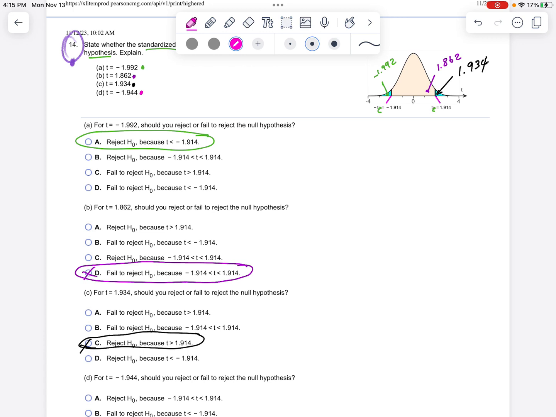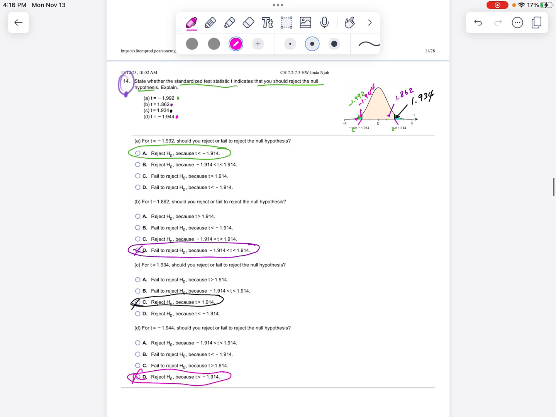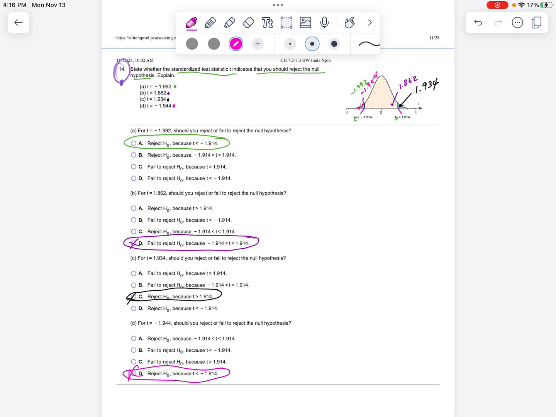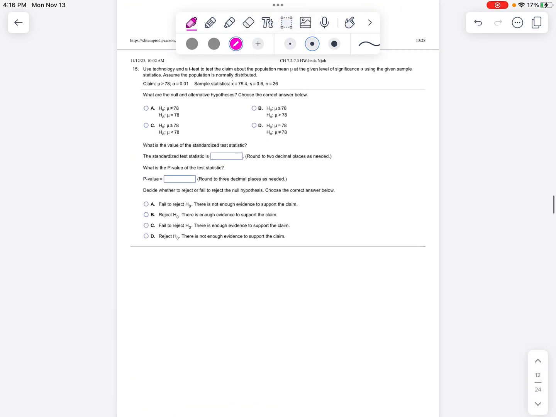Okay. And finally, the hot pink. Let's go look at the hot pink. Negative 1.944 is somewhere here. It's even before that green one. Negative 1.944. You still reject, right? You still reject because it's less than negative 1.914. Reject. Here it is. Okay. All right, people. This is 14. That's 14 for you.